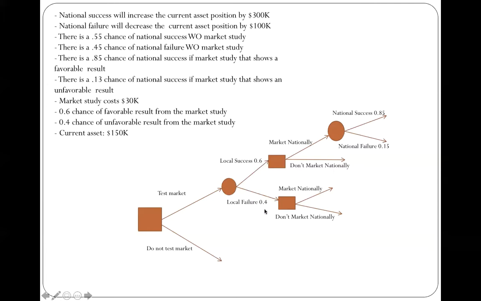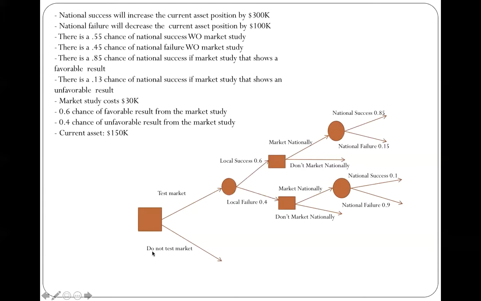How about if we observe a local test failure, but we decide to go ahead and market the product nationally anyway? In that scenario also, the two possible outcomes that we can see are national success or national failure. They're not under our control, so we use event forks to show them. The two possible outcomes are national success or national failure with their own probabilities that, again, we got from the problem statement. And if we decide not to market the product nationally, that's the end of the decision-making process for us as well. So this is the end for this part of the decision making for us.